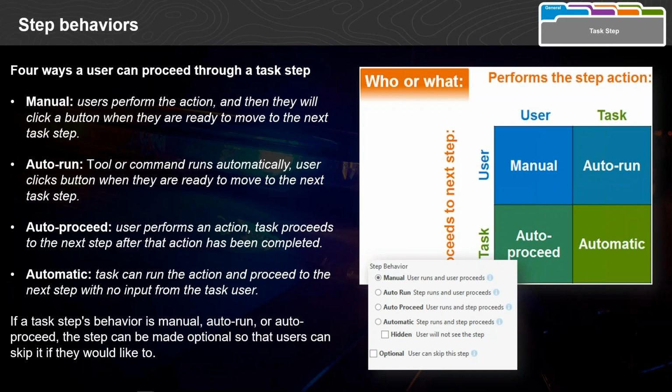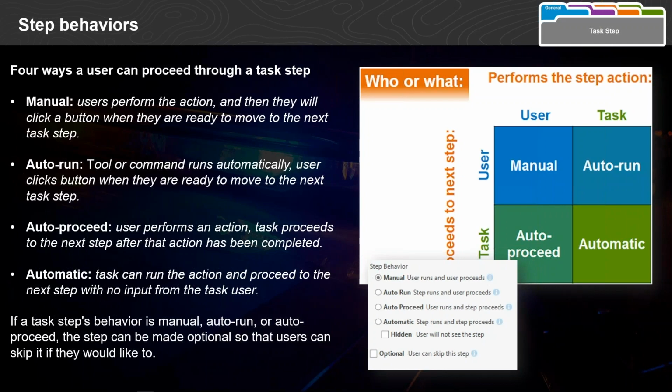A third option is auto proceed, and that's when the user is going to manually press a button to run the step, but then once that step is completed, the task automatically moves to the next step. And that's what you saw in my example. A number of my tasks were set up to auto proceed, where as soon as the kernel density was done, it just automatically moved you to the next step in the task. You didn't have to press another button.